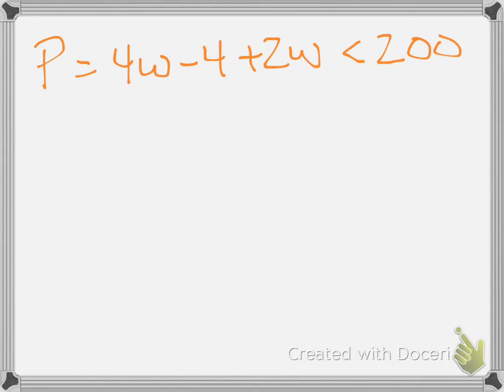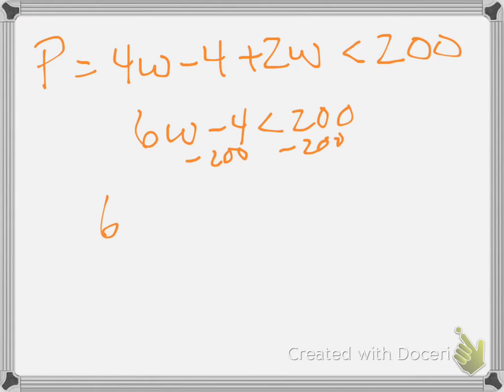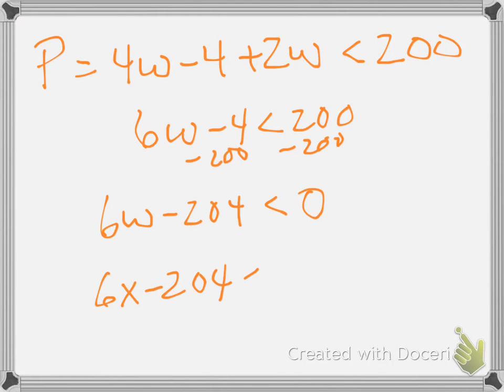Is that correct? Bringing it forward. Okay, so we have 6w minus 4 is less than 200. Subtract the 200 from both sides because it's just easiest when you have a 0. So 6w minus 204 is less than 0. And now graph that. So we're going to do 6x minus 204 is less than 0.